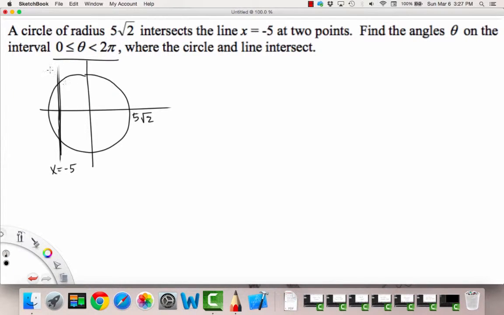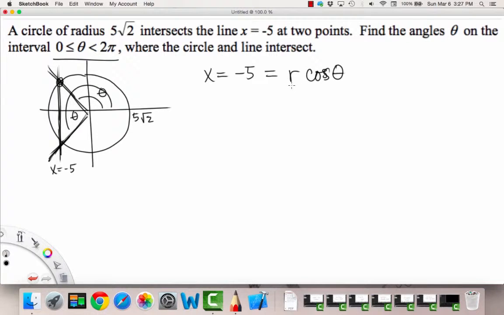It says at 2 points, so we need to find this point here, and we need to find that angle, as well as this angle there. So how are we going to solve for this? x equals -5. x can also be represented as r times cosine theta, right?